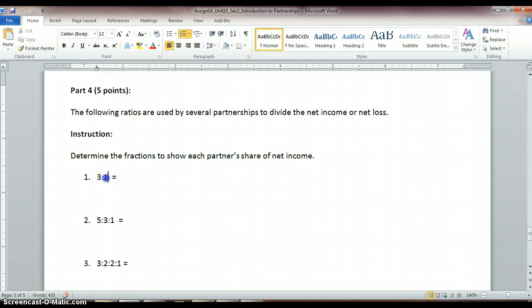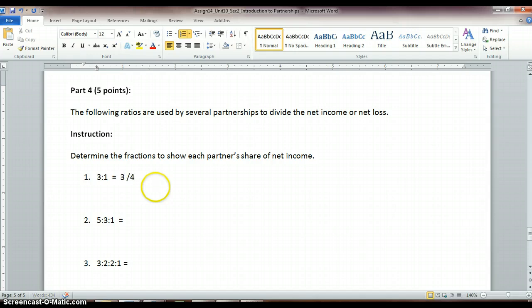What you do is you add the numbers together to get what your bottom number is going to be, or the denominator for those of you that are math whizzes. And so our bottom number of our fraction is going to be 4 because we add 3 plus 1. So we know the fraction we're working with is over 4. And because there's only two numbers here, we know we're only working with a partnership of 2 people.